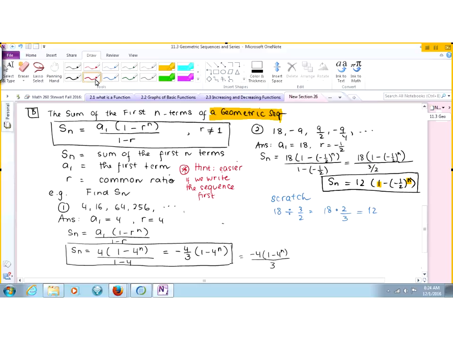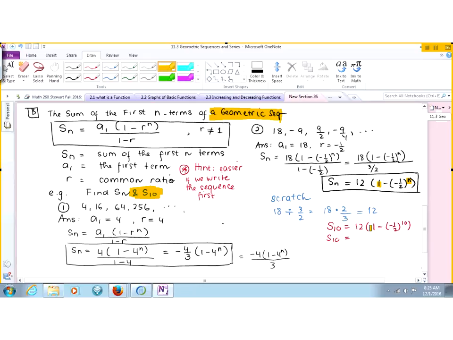Well, why don't we find out S10, for example? For each one of these, let's find S10. What is S10? 12 times 1 minus -1/2 to the 10. Can you find the value for this problem? So I'm going to change my problem to find Sn and S10. So for number 1 and 2, we will find both.